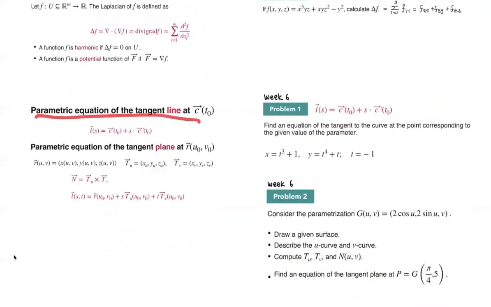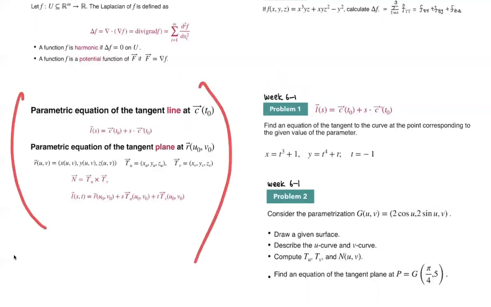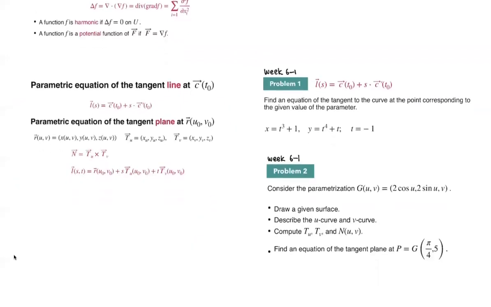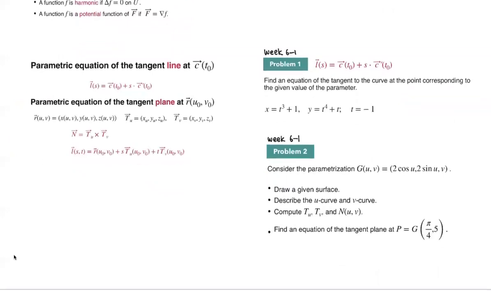And this one is just the week 6.1 video, so I will skip the review of this concept. We solved finding the equation of the tangent curve, and we found the equation of the tangent plane. And actually we found two types of equation. The first type is the linear equation using the normal vector, and the second is the parametric equation using our Tu and Tv.